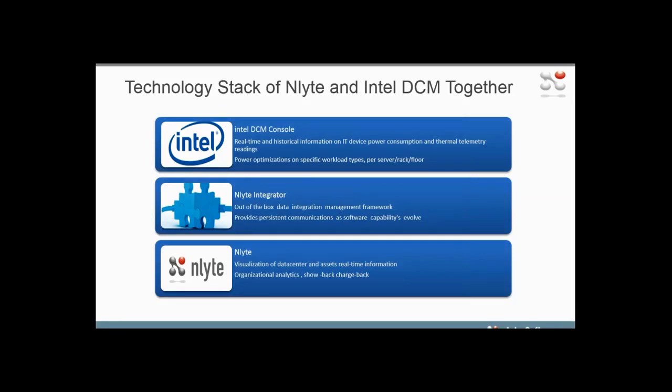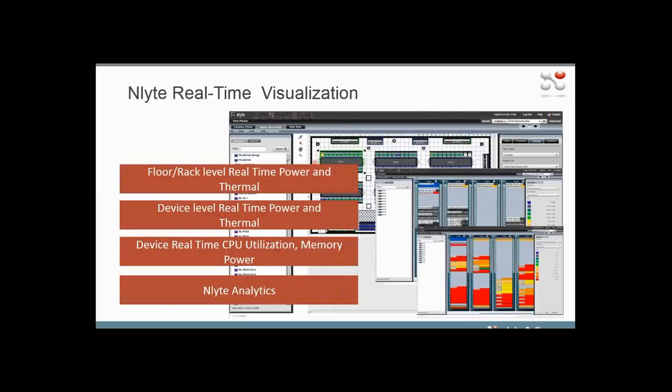We've got the Nlight integrator, so some of you may already be familiar with it. We've added this capability to talk to Intel DCM Console Manager and bring in attributes into Nlight, visualize those attributes inside Nlight, and then also push all of that through into analytics. We'll go through and show you some of that visualization and how we actually do that.